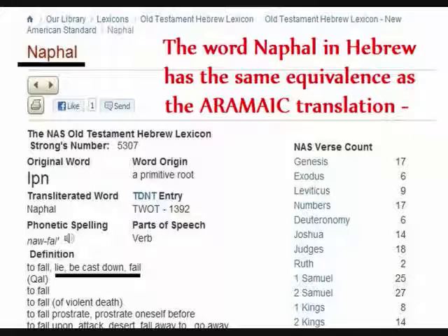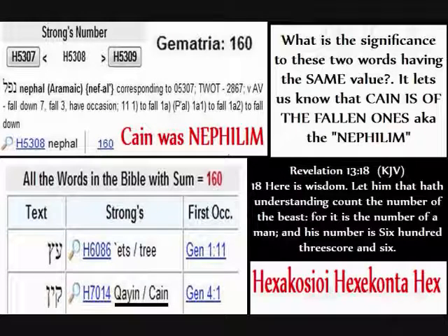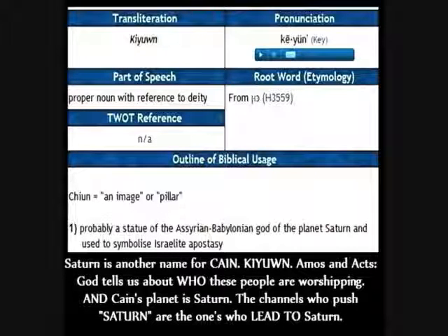Nephal is a Hebrew word that simply means to fall. According to Gematria, the word Nephal has a numerical value of 160. For those of you who do not know what Gematria is, it's basically a traditional Jewish system of assigning a number, a numerical value, to a word or a phrase. So in this case, the number 160 is assigned to the word Nephal. The interesting thing is that the numeric value 160 is also assigned to the word Cain, which is basically a translation for the name Cain.